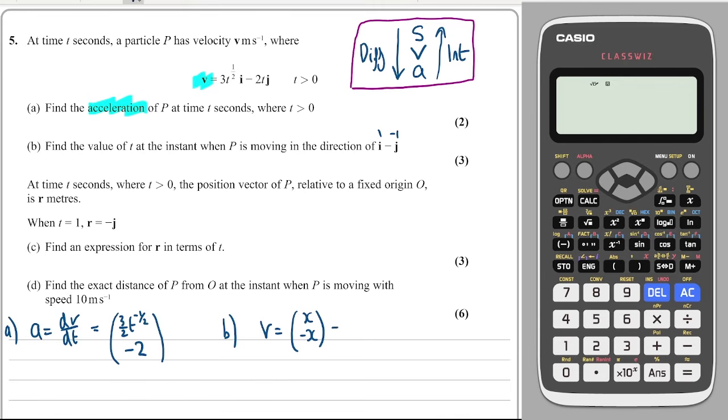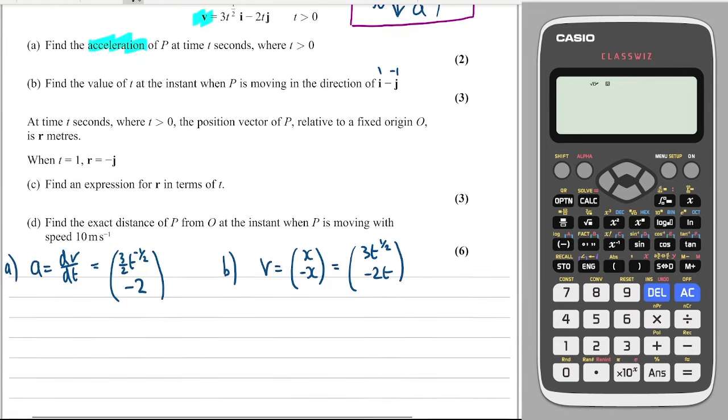So my velocity is equal to 3t to the half over minus 2t. Combining these two equations, hopefully you can see that the bottom one is the same as x equals 2t. Therefore 3t to the half is equal to x and 2t is equal to x. So these two must be the same in order for our equation to work.